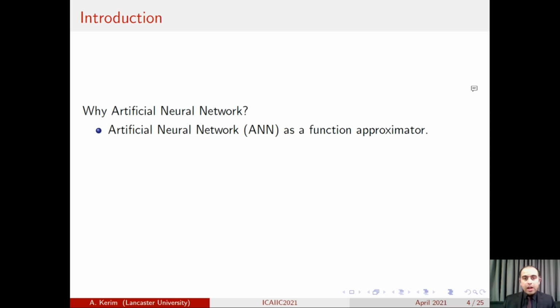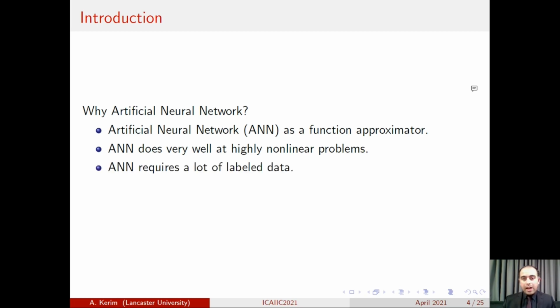Now we use artificial neural networks to tackle this problem. Artificial neural networks are known as good function approximators. ANNs actually do very well at highly nonlinear problems. They can learn the mapping between two domains once they are provided with data that represent the relation implicitly. However, the main key disadvantage is that ANNs require a lot of labeled data. Now, one solution to mitigate this problem is to augment the data.